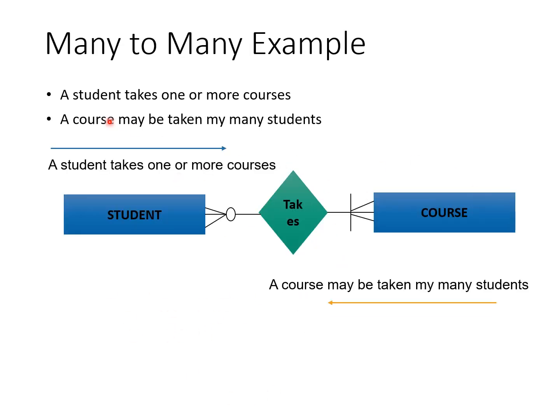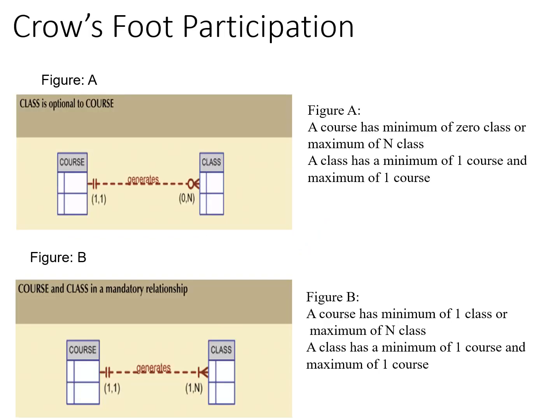And a many-to-many relationship falls in this way. A student takes one or more courses, and the course may be taken by many students. The student has to take at least one or more courses, and the course could have no students enrolled in it. That scenario is also possible, right? So the business rules could be specific or generic. It also depends upon the scenario, the application, and the rules imposed upon that particular application. So it's always open.